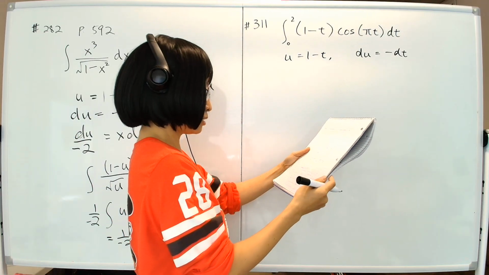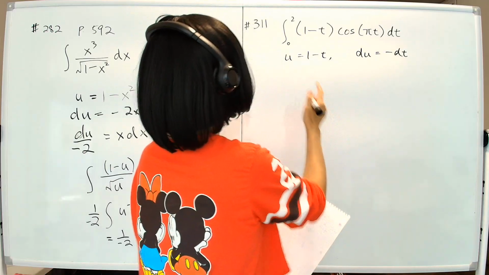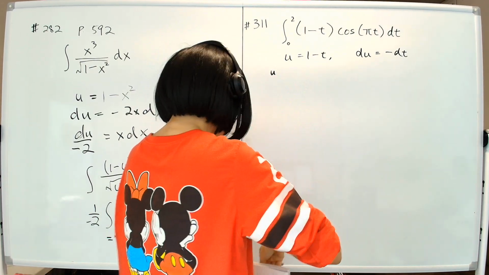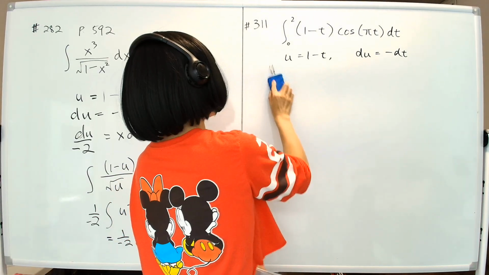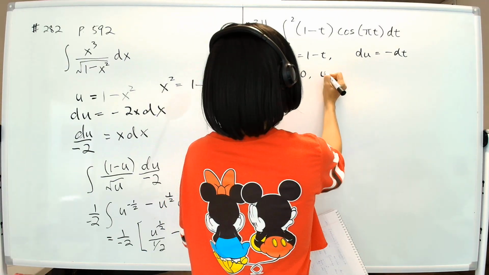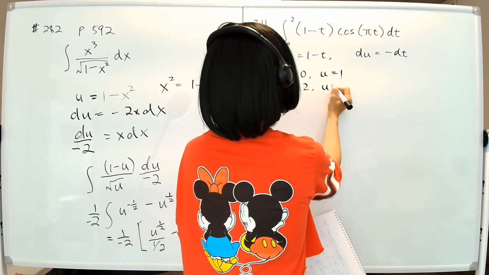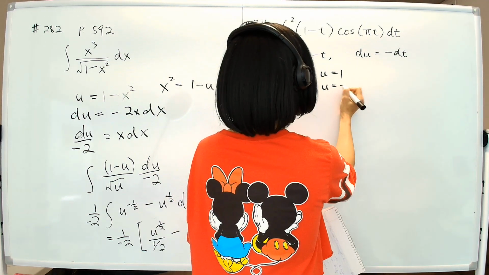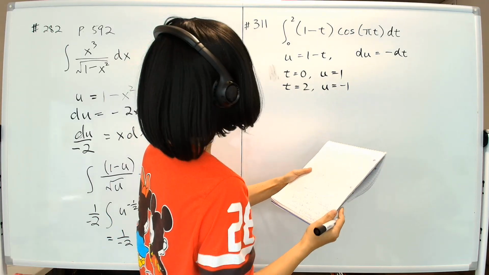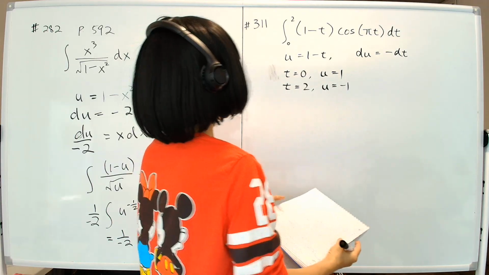All right. And then the whole thing becomes, and we need to calculate the ends. So when t equals 0, then u equals 1. And then when t equals 2, u equals minus 1. Okay? So we have shifted over. And then, is that it? So the cosine pi of t. Well, anyway, I think that's about it.